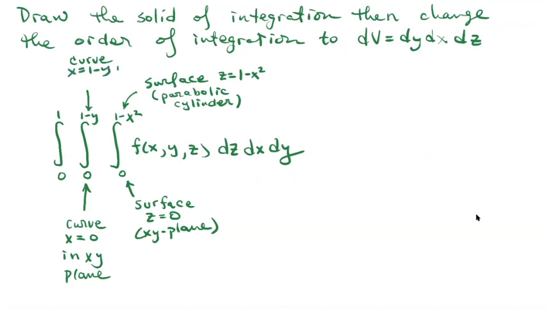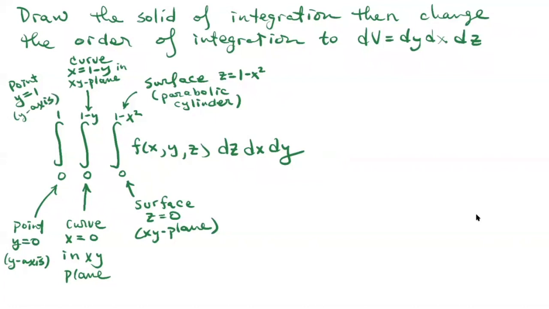I think I'm frozen. Oh, here it comes. There we go. Okay, and then surface to surface, curve to curve, point to point. So this is a point, y equals 0 on the y-axis. And then, of course, the point, y equals 1. Again, on the y-axis. So we start in 3 dimensions, then we go down to 2, then we go down to 1.